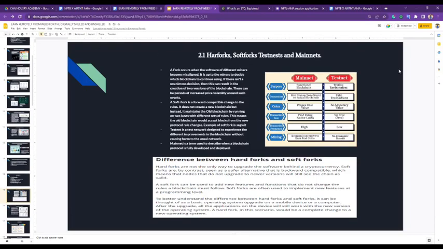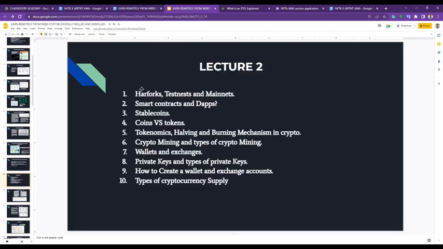Welcome to lecture 2. In lecture 2, we have 10 topics which we are going to learn, and it's quite interesting, starting from hard fork and down to the types of cryptocurrency supply. So, in this lecture, you're going to learn the differences between hard fork, testnet, and mainnet. You're going to learn about smart contracts and apps, stable coins and tokens, tokenomics, halving, burning mechanism, crypto mining and types of crypto mining, wallet and exchanges, private keys and types of private keys, how to create a wallet and an exchange account, and the types of cryptocurrency supply.